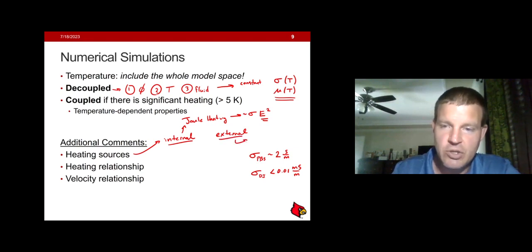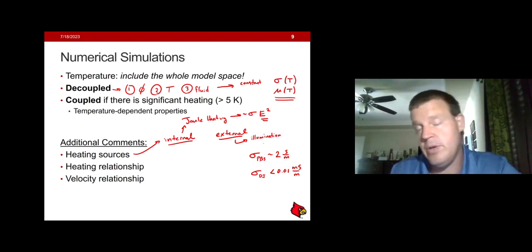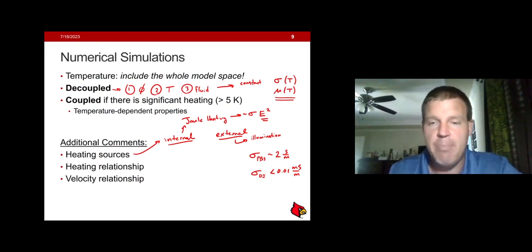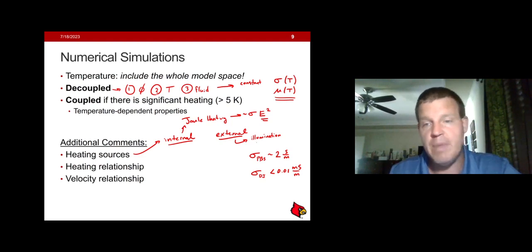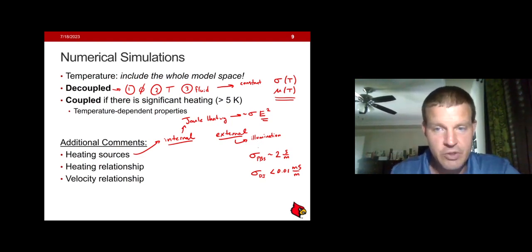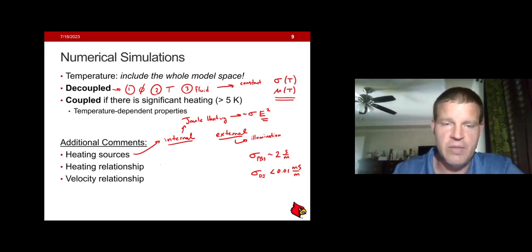Now, with respect to external, it could be illumination. So in some of our experiments, we used a laser to heat our system, and that's an external source of heating. So in other words, our electric field does not heat our system, or at least you could have both simultaneously. You could, but you can have external illumination as your heating source. And there's a few publications on that.